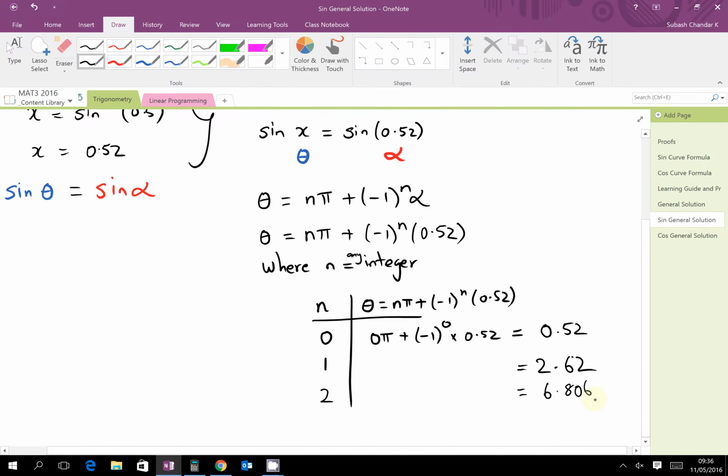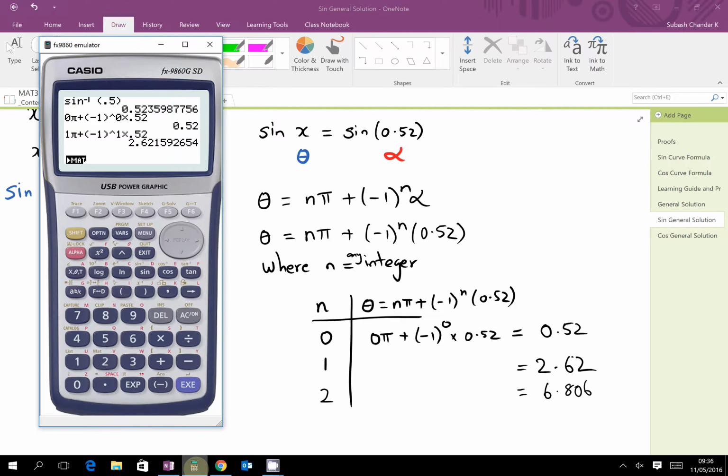So what we want to do is, if we put 2 in this situation, we should end up with, let's see if it works out. Oh, 6.806, did you say? I got 803. Anyway, getting close to it. That's the most important part. So can you guys see how that works?